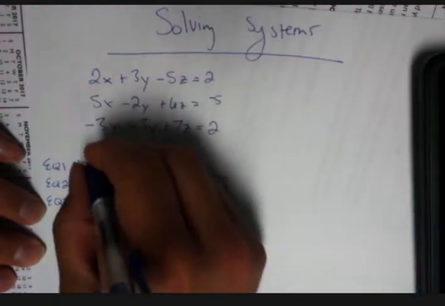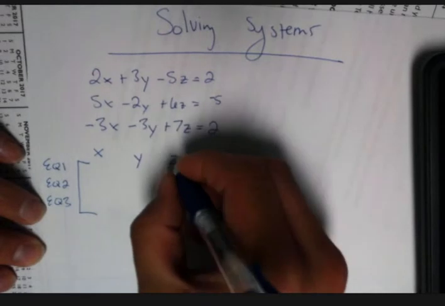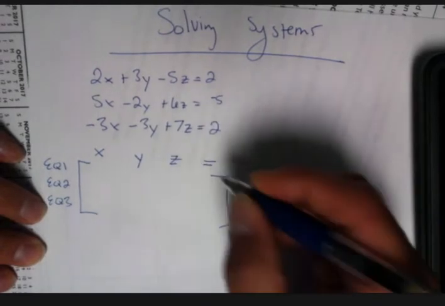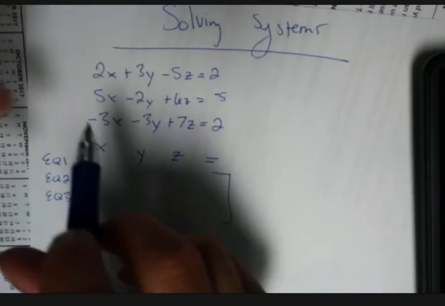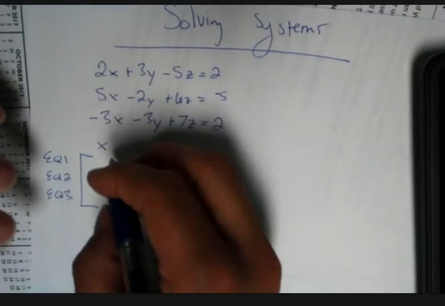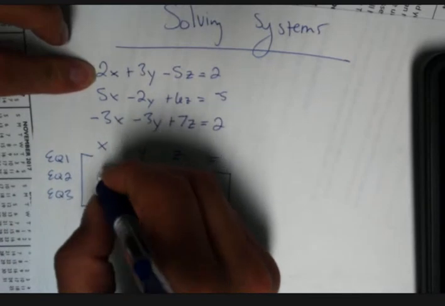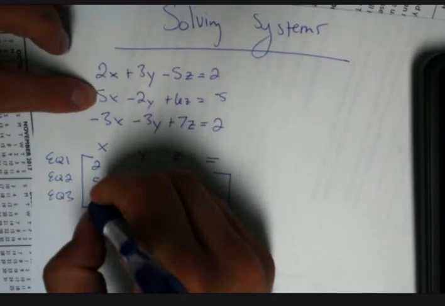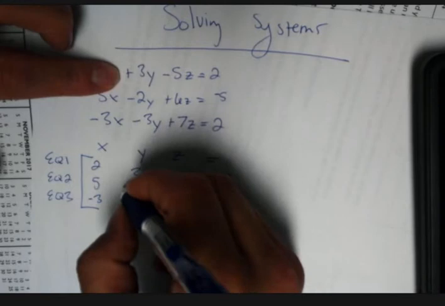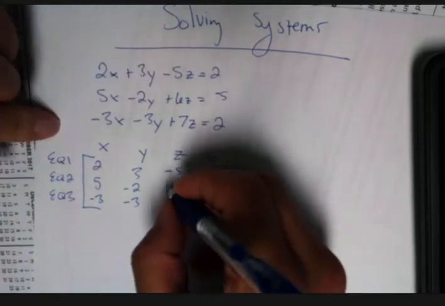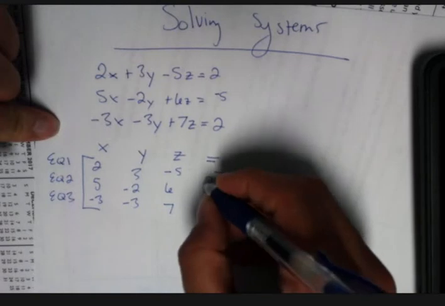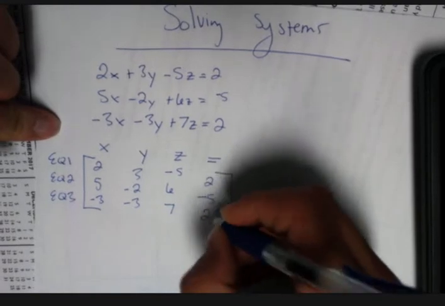So we got X, Y, Z, and then I like to put equals here because that is what our answer is. And it's real simple. You just take the coefficients and you just drop them into the matrix. So we got 2, 5, -3, 3, -2, -3, -5, 6, 7, 2, -5, and 2.